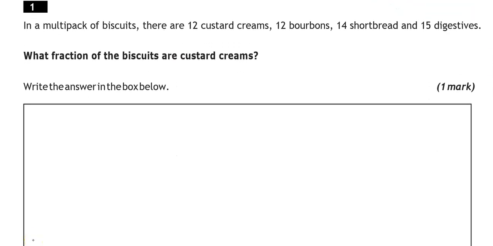In a multi-pack of biscuits, there are 12 custard creams, 12 bourbons, 14 shortbreads, and 15 digestives. What fraction of the biscuits are custard creams? So write the answer in the box below.